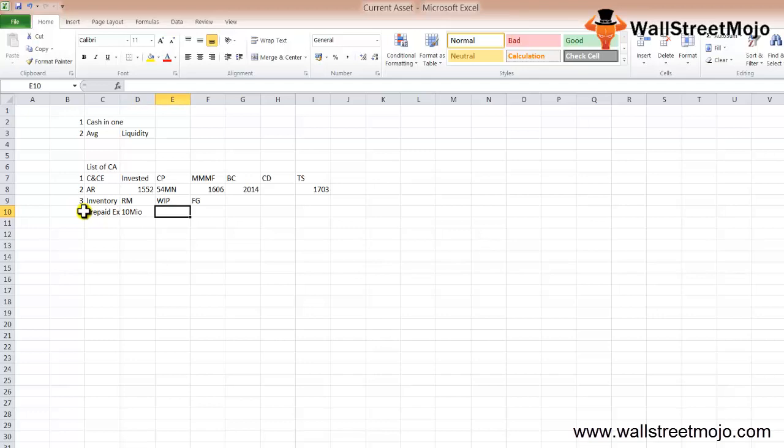The company will record how much? 10 million prepaid expense to account for the insurance expense it will show in the month that it already paid for. The next item that we are going to discuss is the other current assets.